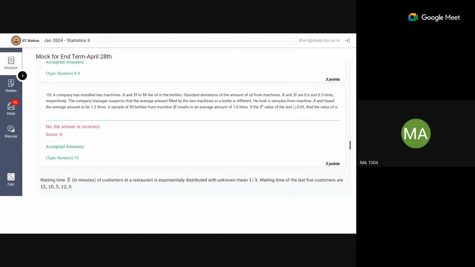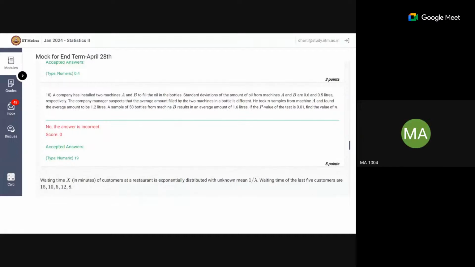Okay, P value is given to us. That means probability of type 1 error is given to us, 0.01. And we have to calculate the value of N. So can you just tell me which kind of question it is? Like we have studied hypothesis. Two sample test. Okay. And in two sample test, which test will you prefer? Z test.